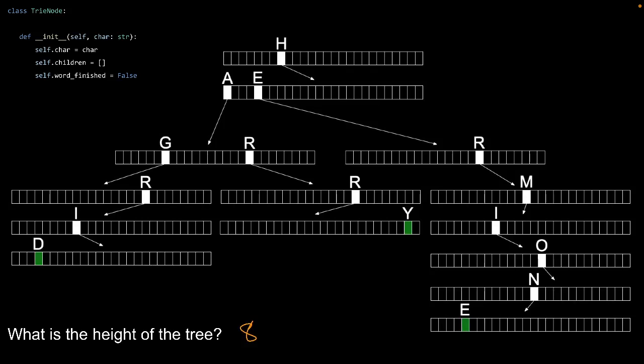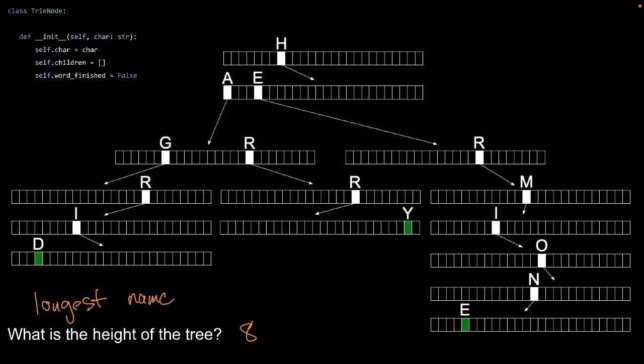The height is not too bad, right? So in general, let's say we added 1 million names. What would the height of the tree be? It would be the longest name. So the height of the tree is simply going to be the longest name.